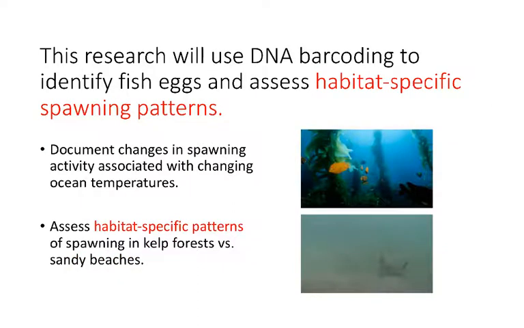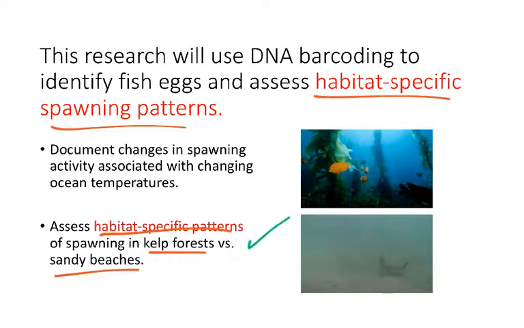What I mean by this Goldilocks example, in this case, now I've modified the research question and now it's too specific. This research question says, quote, "This research will use DNA barcoding to identify fish eggs and assess habitat-specific spawning patterns." Now, if this were our research question, it would match our second aim. We're still talking about habitat-specific spawning patterns, and now in this second aim, we're saying specifically we're interested in kelp forests and sandy beaches. So the second aim is fine.